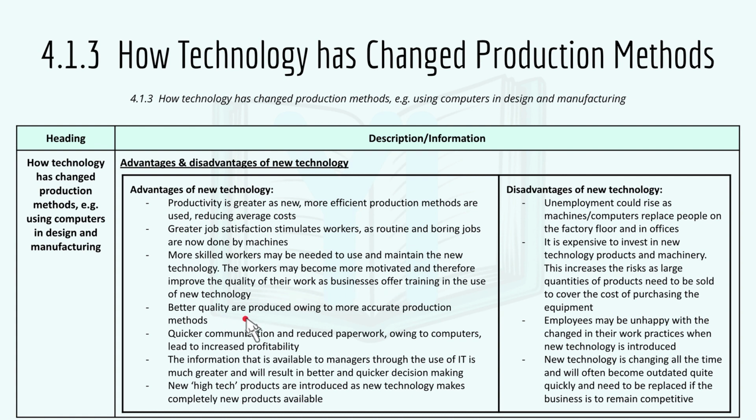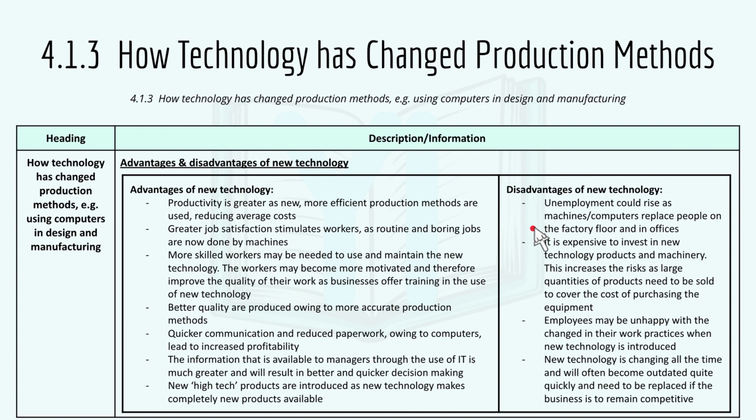Better quality products are produced owing to more accurate production methods. Quicker communication and reduced paperwork owing to computers lead to increased profitability. The information that is available to managers through the use of IT is much greater and will result in better and quicker decision making. And new high-tech products are introduced as new technology makes completely new products available.